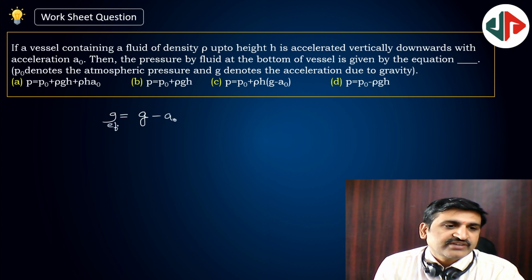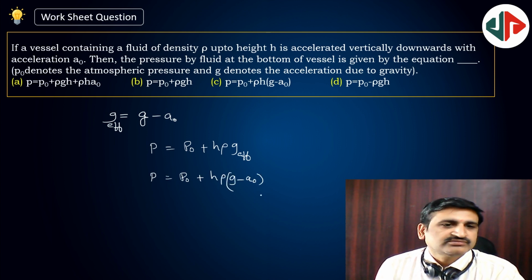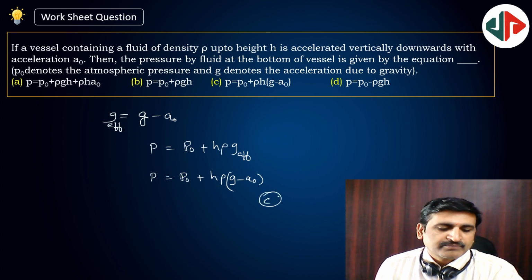This is effective acceleration. So we have pressure P is equal to P naught plus h rho g effective. So it will be P is equal to P naught plus h rho (g minus a naught). So what is the probable one? Option C, yeah.